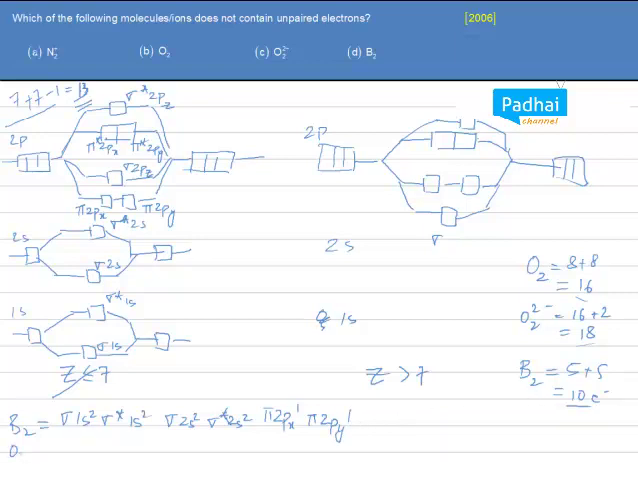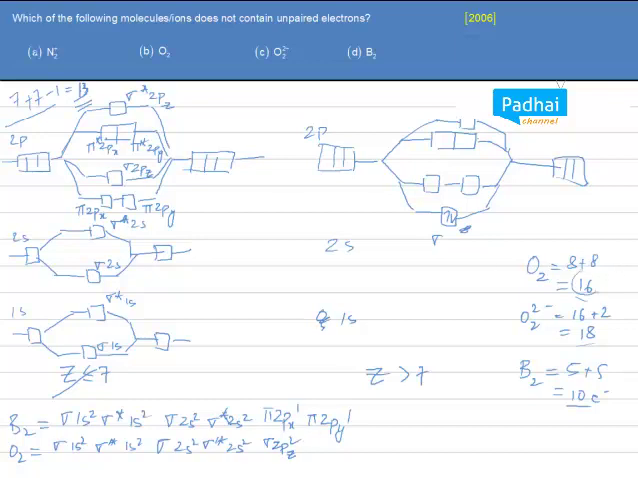Now let us talk about O2, right? O2 will have sigma 1s2, sigma star 1s2, same sigma 2s2, sigma star 2s2, right? After that, how many electrons are filled? 8 electrons are filled. Now what will happen? This will start filling. So 2 electrons will come over here, right? So that means sigma 2pz2, right? 10 electrons are done.